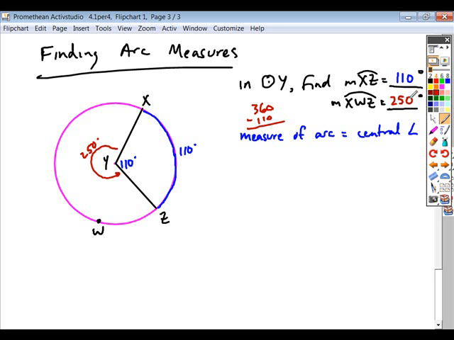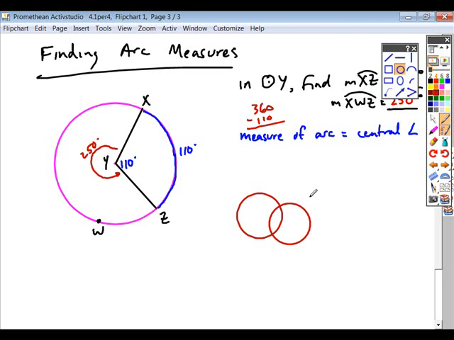Are there questions about that, just finding the arc measures? A couple other relationships to look at: if you have two circles, it's possible for circles to intersect at 2 points. Is it possible for circles to intersect at one single point?